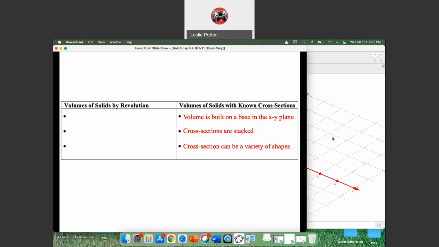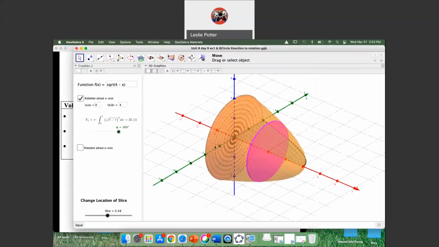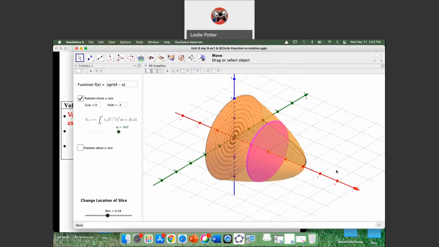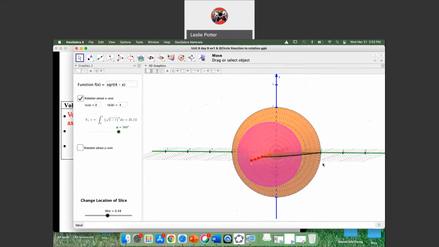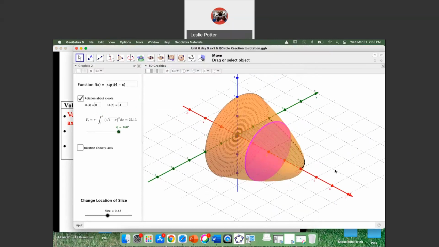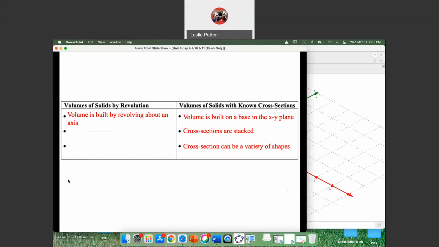If we form a solid by revolving a function about an axis, then we're not building the xy plane, we're revolving something. And so if we notice that the xy plane is not in the center of the shape, so it really doesn't contribute anything anymore. We have this axis that goes through the center, so we have this rotation symmetry. The cross sections are still stacked though.